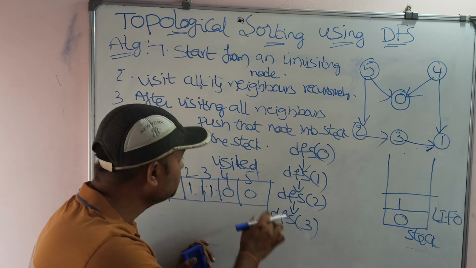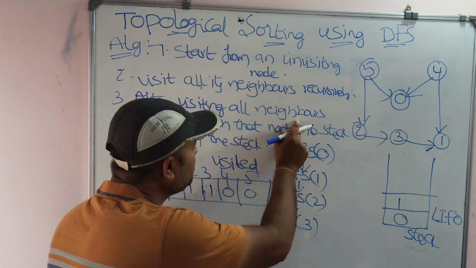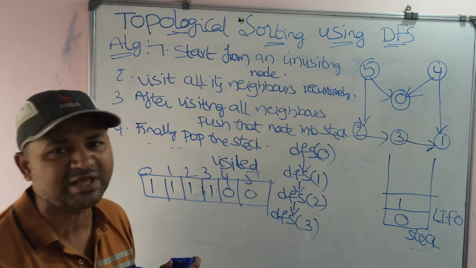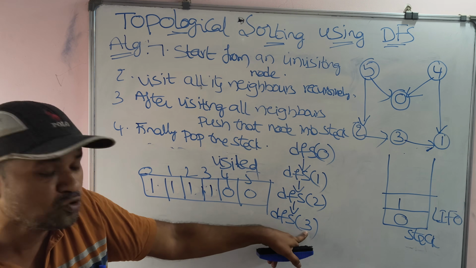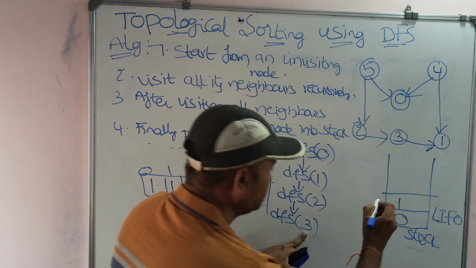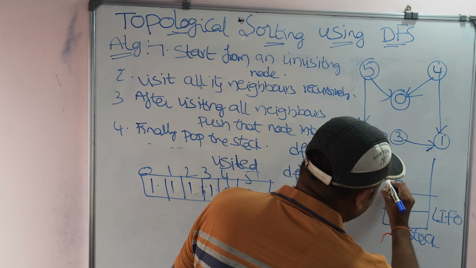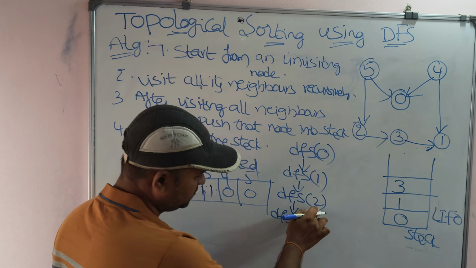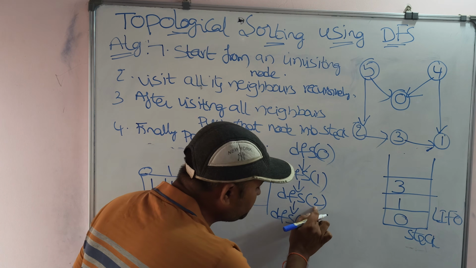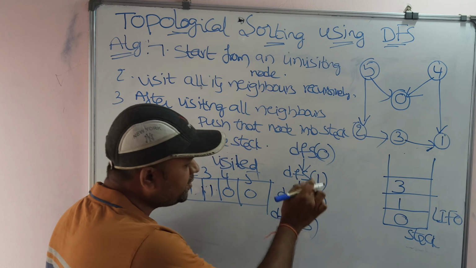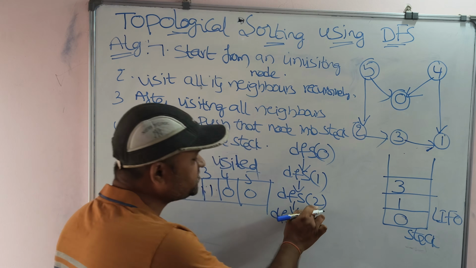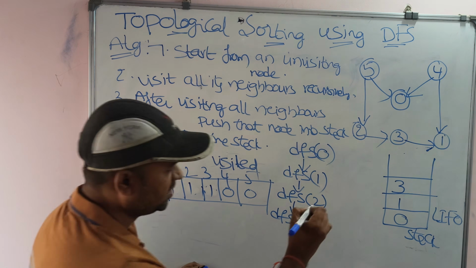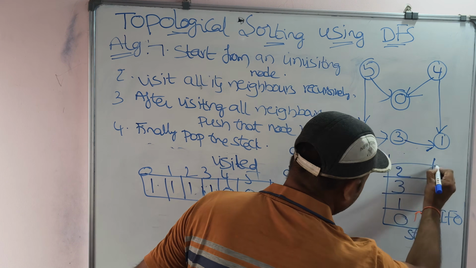So what can we do? After visiting all the neighbors, push that node into the stack. So now we have to push 3 onto the stack. So push 3 onto the stack. And after that, go back. Here we have 2. All the neighbors of 2 are visited. So now we have to push this vertex onto the stack. So push 2 onto the stack.